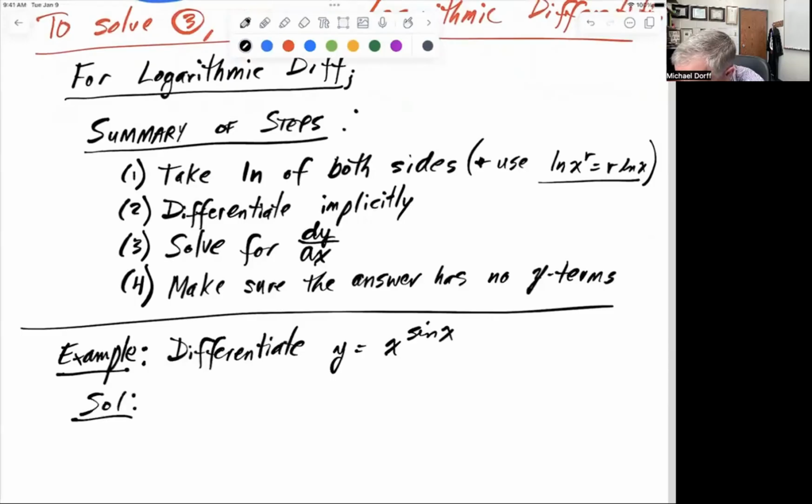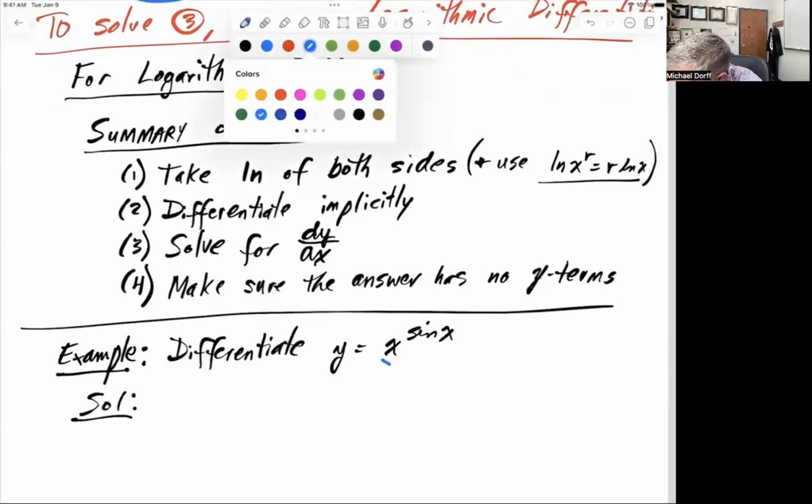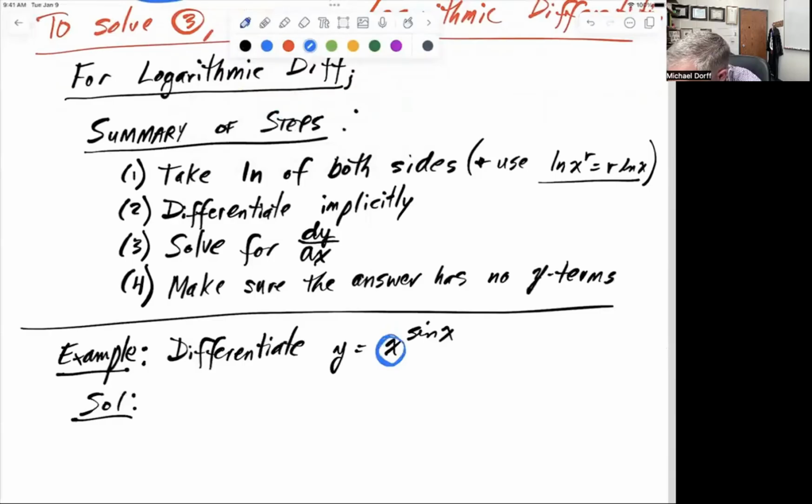The first thing we notice on this problem is my base is an x and my exponent has an x in it too. So I can't do the power rule. If this were x to the 4th, I could do the power rule. And if it was 4 to the x, I could do the chain rule and get that the derivative is 4 to the x natural log of 4. But here, I can't do either of those because I have an x in the base, that blue part, and I have an x in the exponent because I have sine x there in the green.